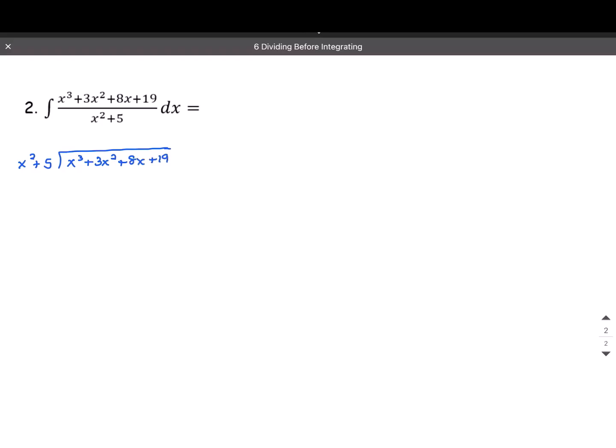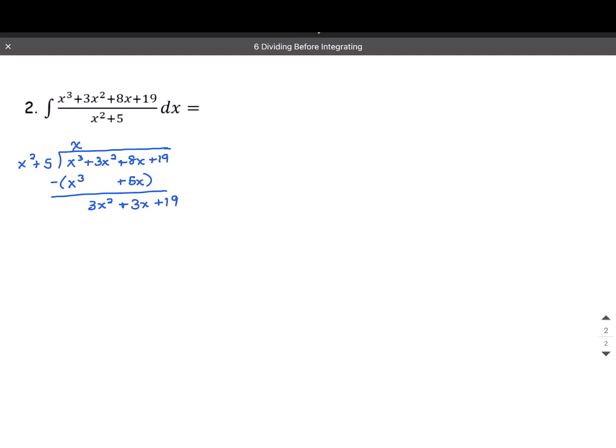Now x squared times what is x cubed? X squared times x. So that's x cubed, but x times 5 is 5x. So when we subtract this, the x cubes become 0. I have a 3x squared. 8x minus 5x is 3x. And we keep the 19.